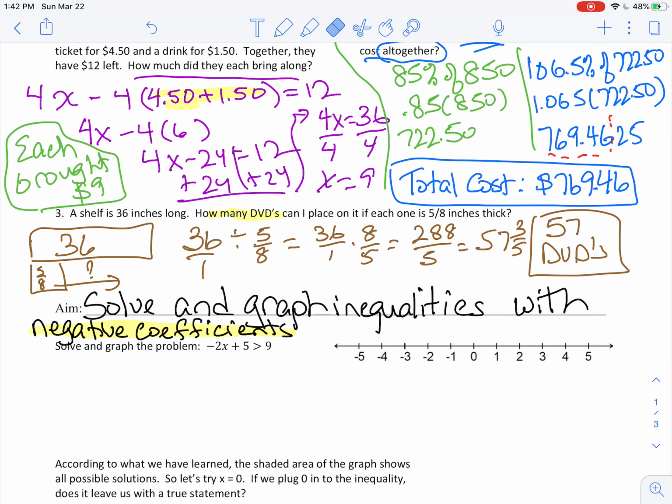Something doesn't look right to me. Oh, I have to start over. Hopefully you didn't follow my lead because I did it wrong. To subtract 5 from both sides. There we go.